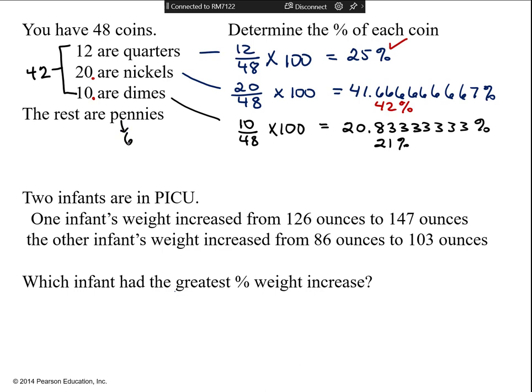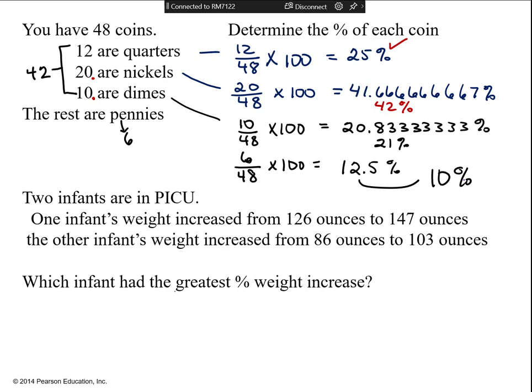So then to figure out its percentage, 6 divided by 48 times 100. I get 12.5%. Significant figures with this one. If I was going to round this, what would it be? 6. How many significant figures in 6? There's only 1. So my answer would end up being 10. So I would say there's 10%.